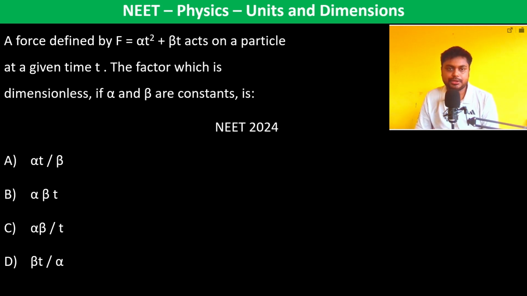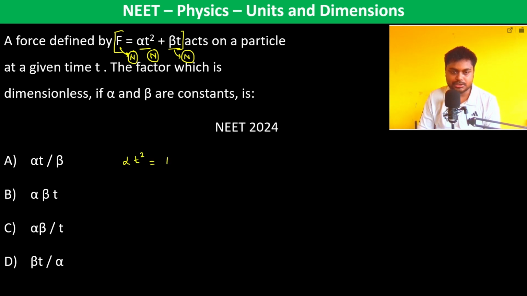A force defined by F equal to alpha t square plus beta t acts on a particle at a given time t. The factor which is dimensionless if alpha and beta are constants is? So F is equal to alpha t square plus beta t. Now this force F is in Newton. Therefore alpha t square also must be in Newton and beta t also must be in Newton. So I'm writing here alpha t square is in Newton and beta t is also in Newton.